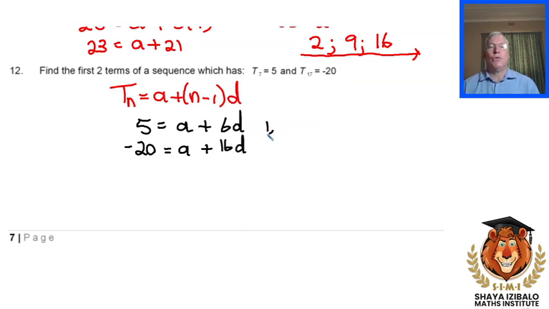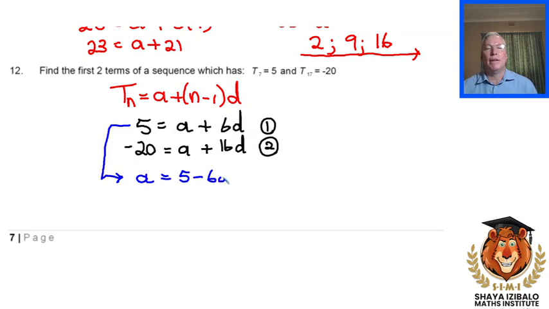Now, there were 2 ways of solving simultaneous equations. I want to show you the other one. It's actually no easier. In fact, it's a little bit harder for this. But if we were to take from this equation, we were to get a on its own. Now, to get a on its own, we don't want this 6d here, so we're going to subtract 6d from both sides. A is 5 minus 6d. Now we've got an expression for a.